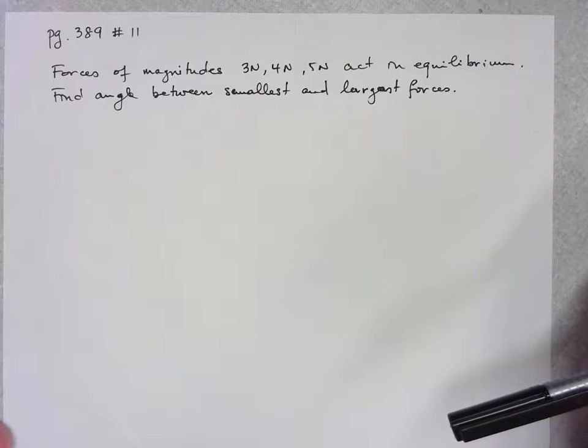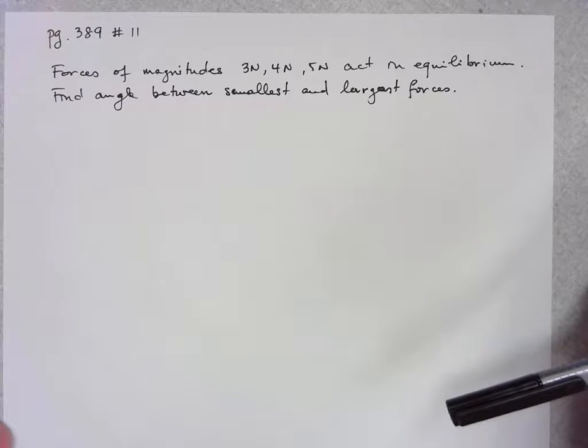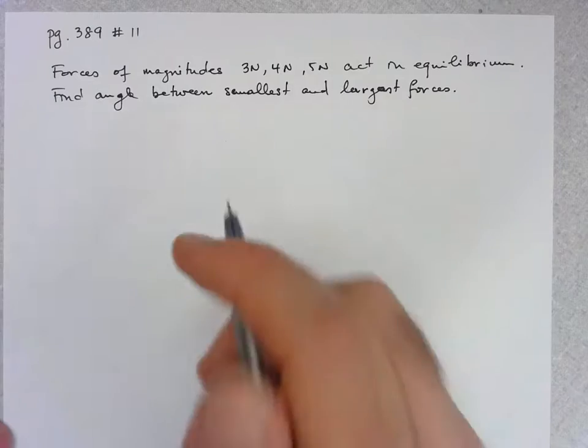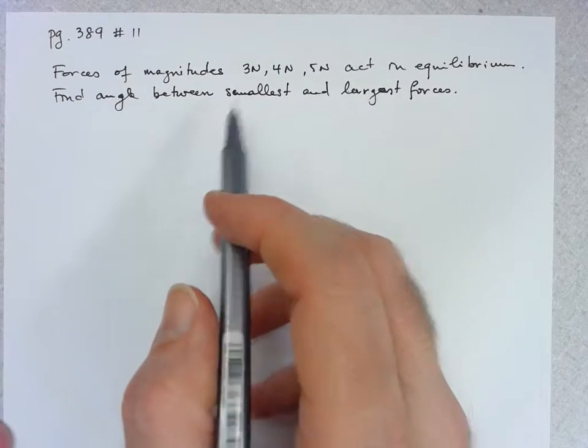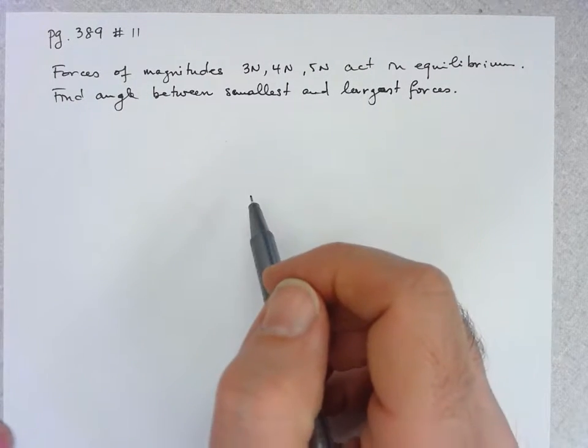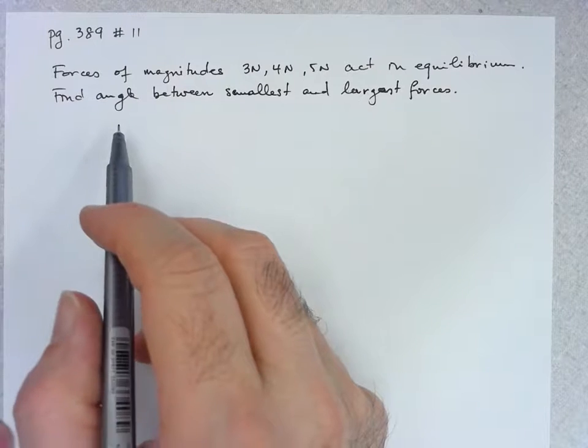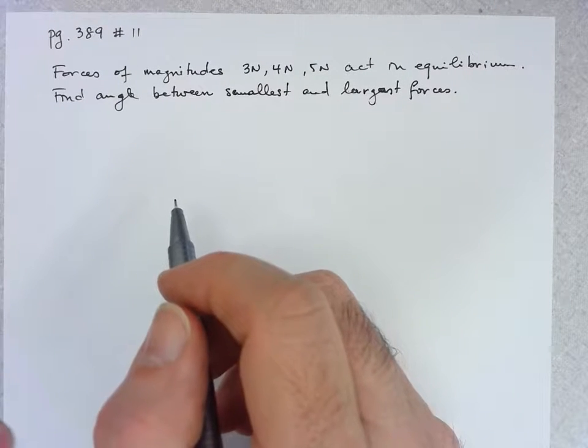Hi folks, we're going to take a look at page 389, number 11. Here they give us three forces with magnitudes 3, 4, and 5 newtons, acting in equilibrium, and they want us to find the angle between the smallest and largest forces.